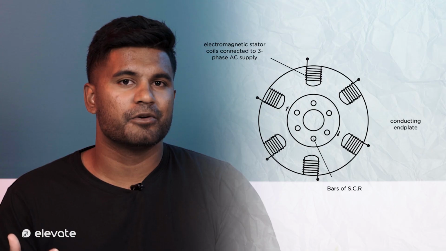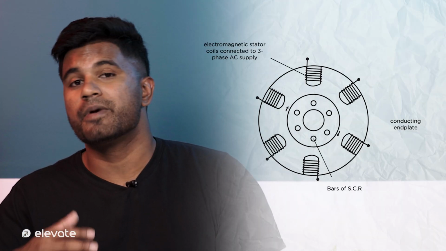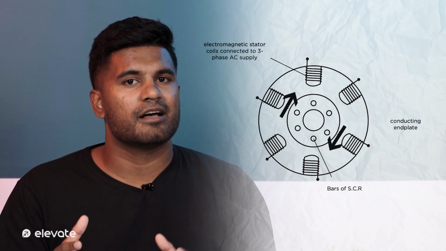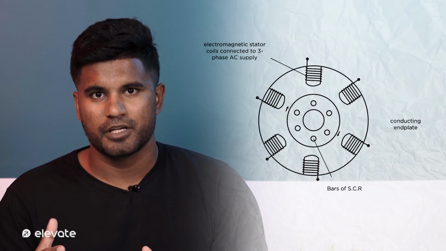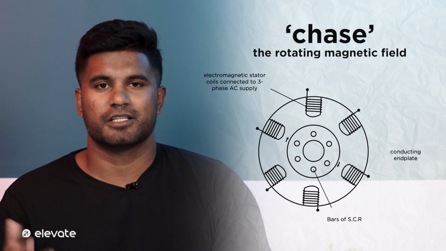Recall that Lenz's law states that the induced current always induces a magnetic field to oppose the original change in flux. Now, given that the rotation of this external magnetic field is what causes the change in flux in the first place, it would make sense that the direction that the current flows is one which allows it to experience some sort of force to effectively chase the rotating magnetic field, minimizing its change in flux. So there you have it. That's how an AC induction motor works.